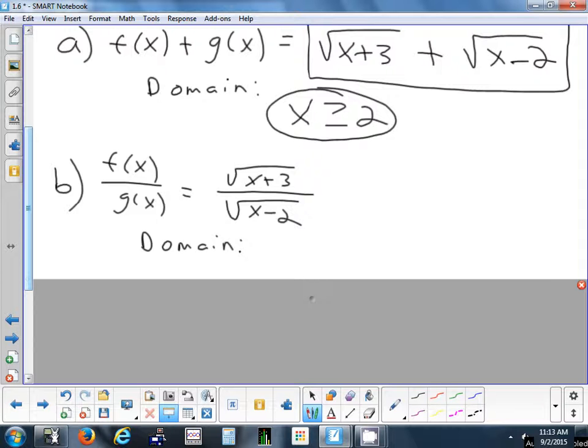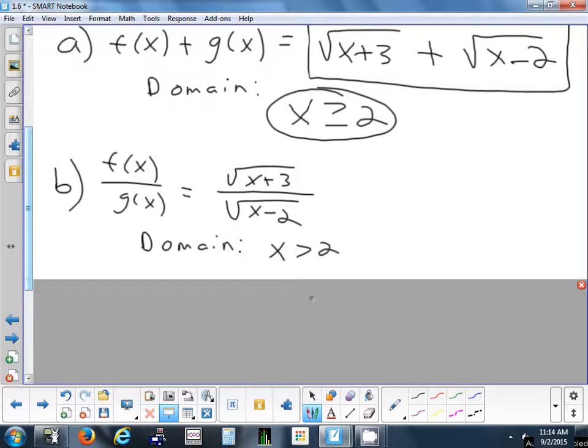Now I want the domain. Well, we already know where these domains overlap: x greater than or equal to 2. If you pick a value greater than or equal to 2, it'll work separately in the top and separately in the bottom. But now think about this fraction. Would it just be x is greater than 2? Yes. Can you explain why? Because if it was 2 on the bottom, it would be 0.